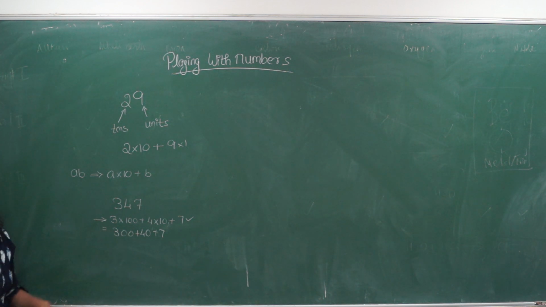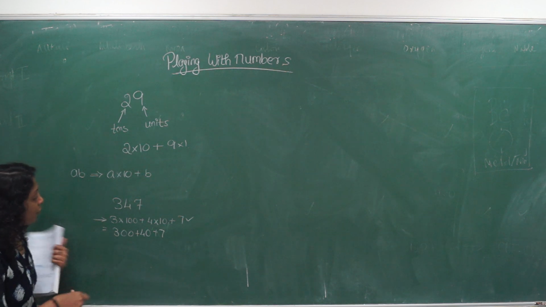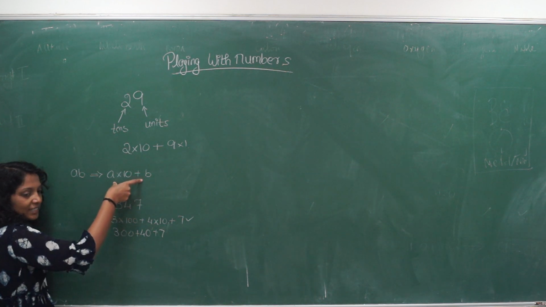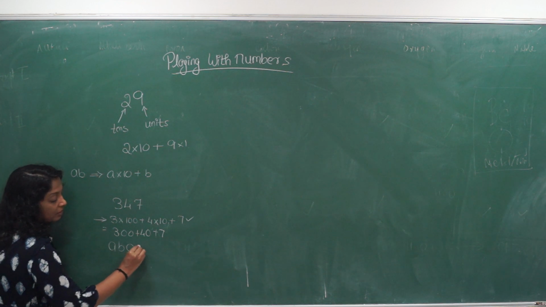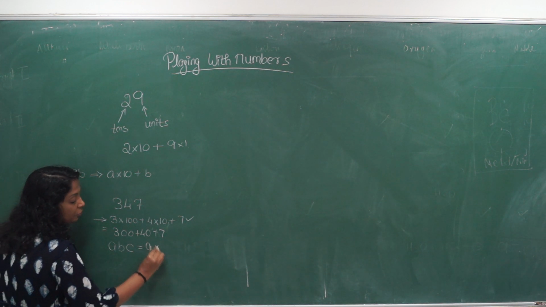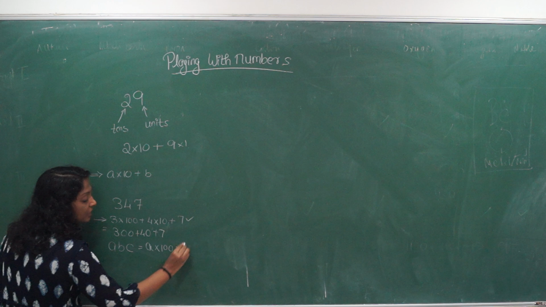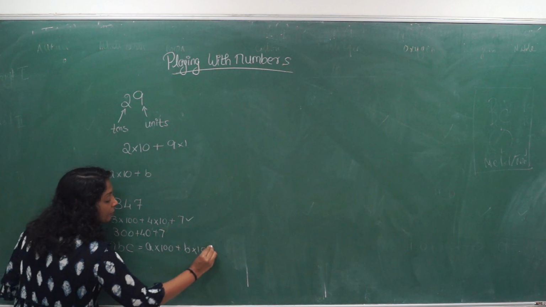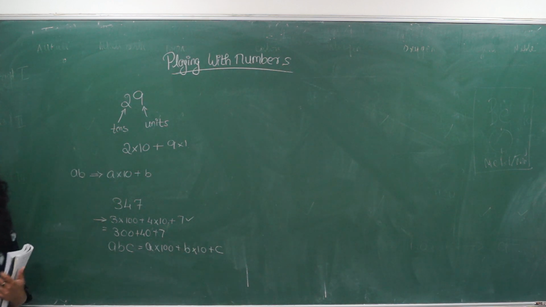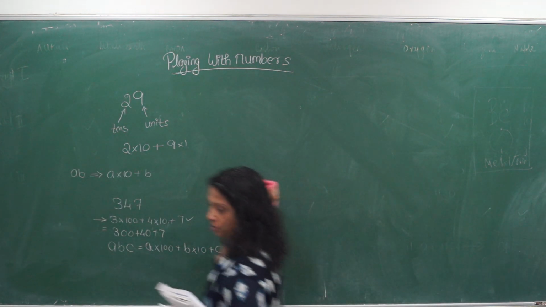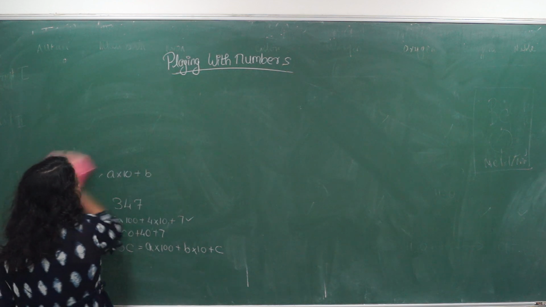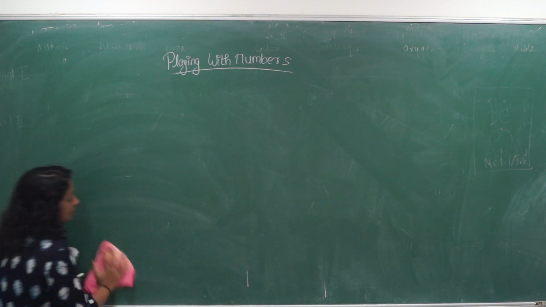ठीक है? Okay. Next now, if I want to form the general form like this, hundreds के लिए तो क्या हो जाएगा? ABC is my number, so it will be A into 100 plus B into 10 plus C. Clear? No doubts till this? This I think you might have already known, right? Tens digit, units digit, hundreds digit, all you are already knowing that.